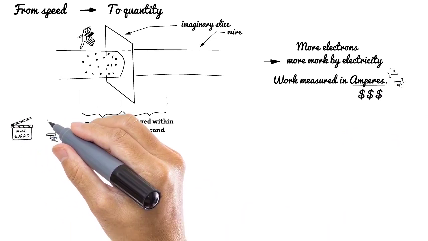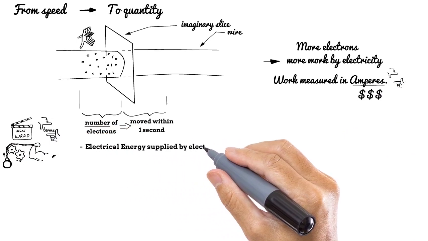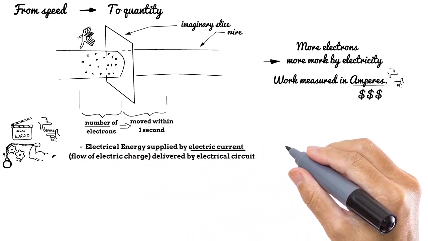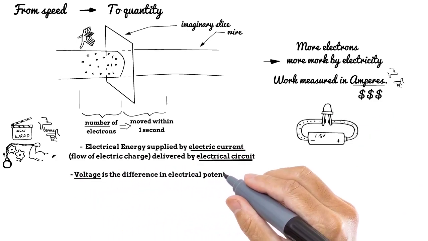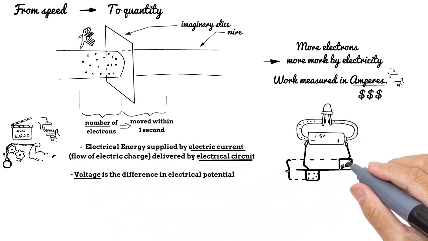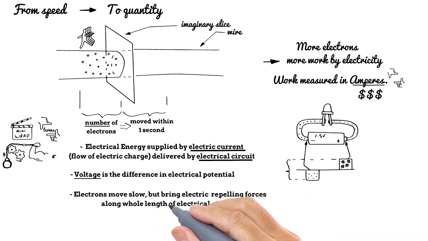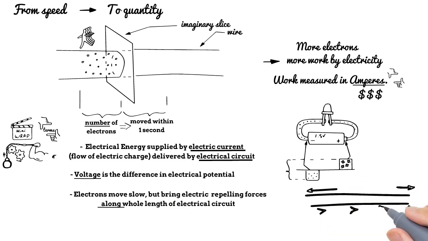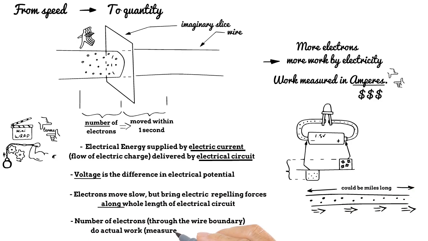Let me wrap this up using the terms just mentioned. Electrical energy is supplied by electric current, a flow of electric charge, delivered by an electrical circuit. Voltage is the difference in electrical potential between 2 points. Electrons are moving slowly but bring electric repelling forces along the whole length of the electrical circuit near instantaneously. The number of electrons traveling through the wire's boundary does the actual electricity work, and it's measured in units called amperes.